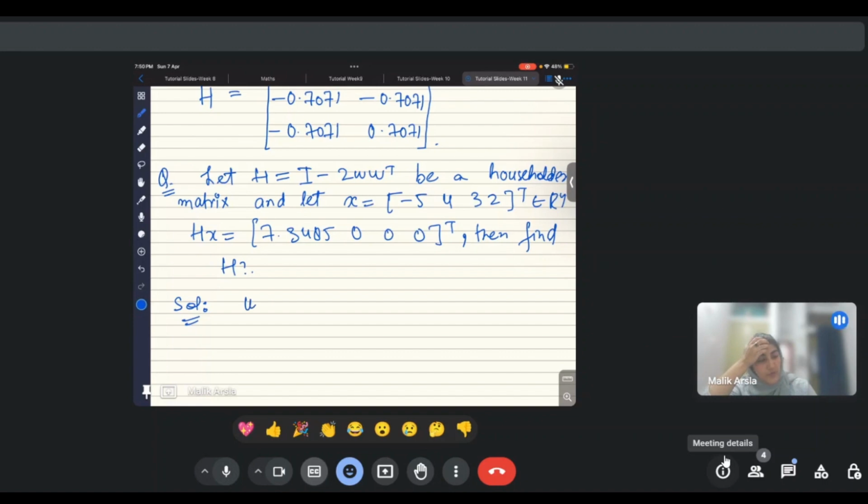What will be the value of u? x by norm of x. So x is already there. Norm of x is coming out to be under root of what? 25 plus 16 plus 9 plus 4. It will be 7.3485, into x, which is minus 4, minus 5, 4, 3 and 2.